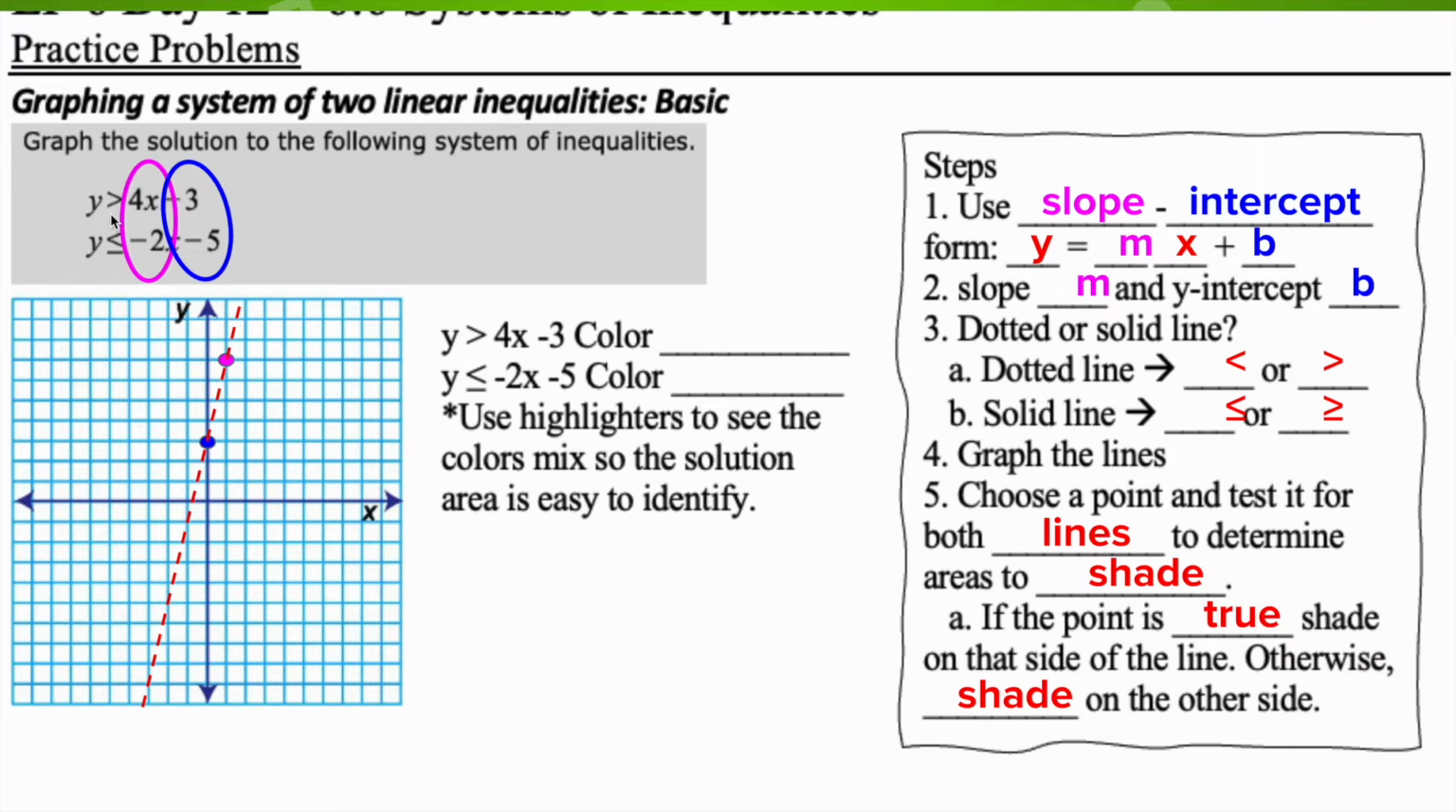Okay, so make sure you're paying attention. Is it greater than, less than, or does it have an equal to sign under it? So in this case, it's just dotted. So I'm going to go to my next line here. So I chose red because you can see my red line here.